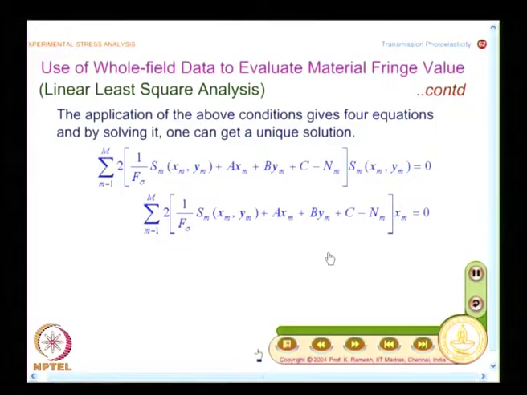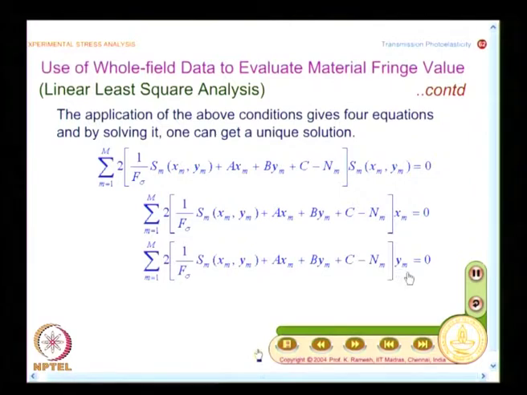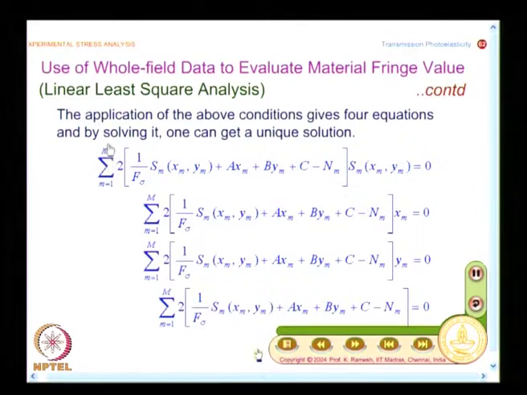So, I have the third equation, that is nothing but this multiplied by ym, and the fourth equation will be just this. I will have only 1 here. So, what I have found now is, from m data points, I have written an error equation, and I have done the least squares criteria by minimizing it to 0, and this results in 4 equations.